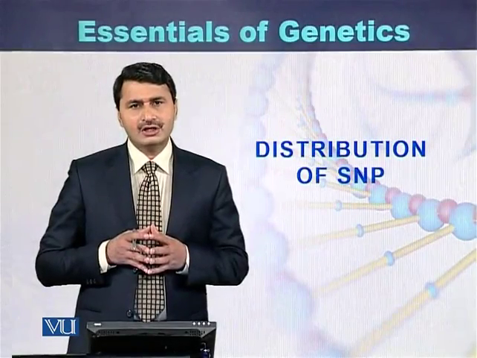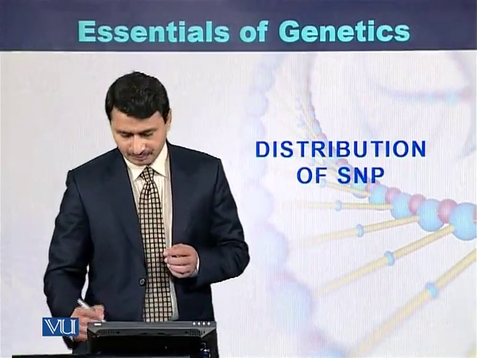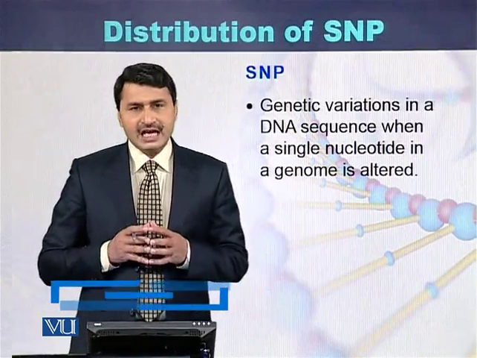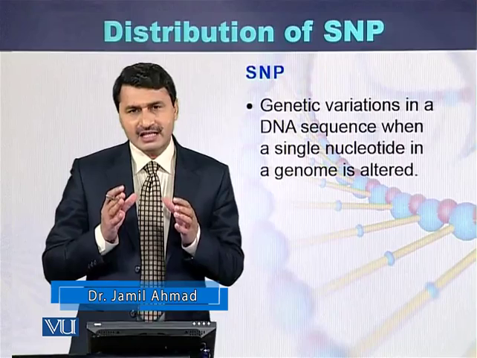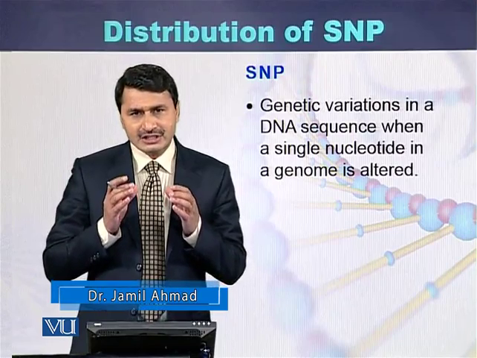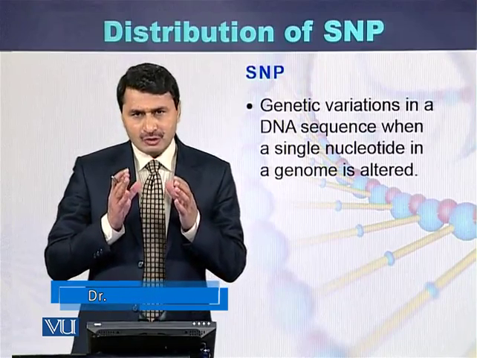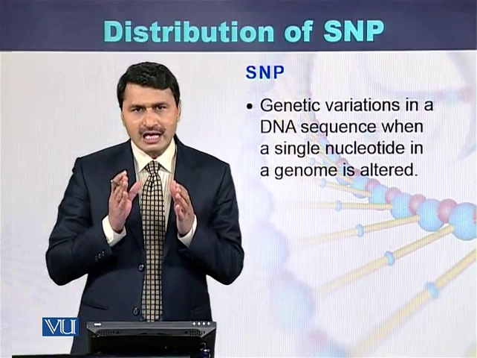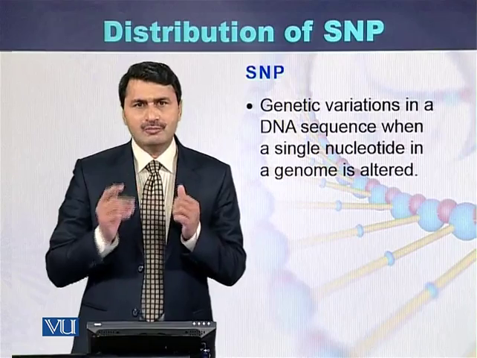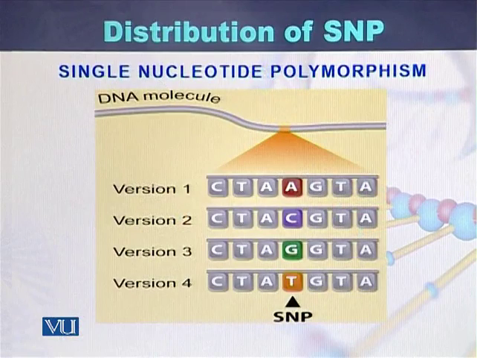Distribution of single nucleotide polymorphism. Genetic variations in DNA sequences when there is a variation at a single nucleotide. So if there is a variation at a single point, then it is called single nucleotide polymorphism. In this diagram, we can see what single nucleotide polymorphism is.